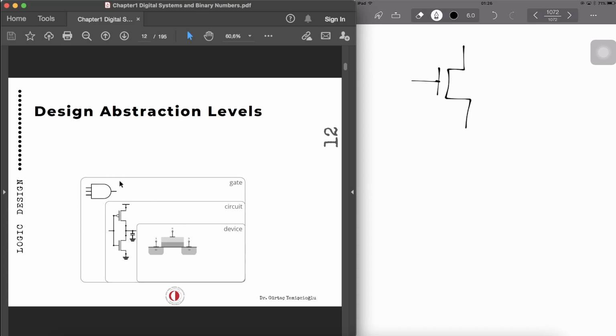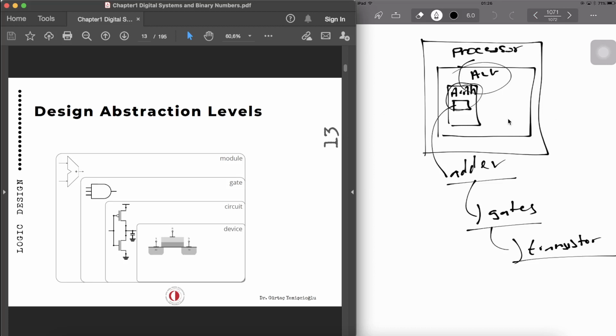So that's another abstraction level, one level higher. Then we combine those gates together and we have an arithmetic unit, as I already described in the previous drawing. An arithmetic unit is a combination of gates, which we create as a module. Then we put this module into another module, we create the ALU, and then we create a system, the processor.